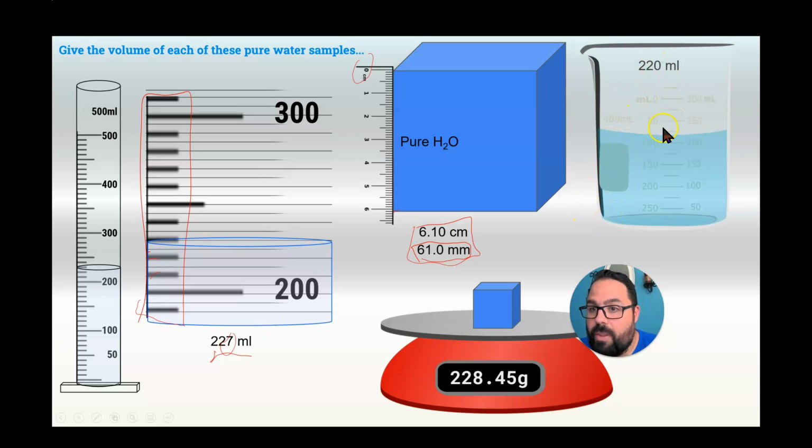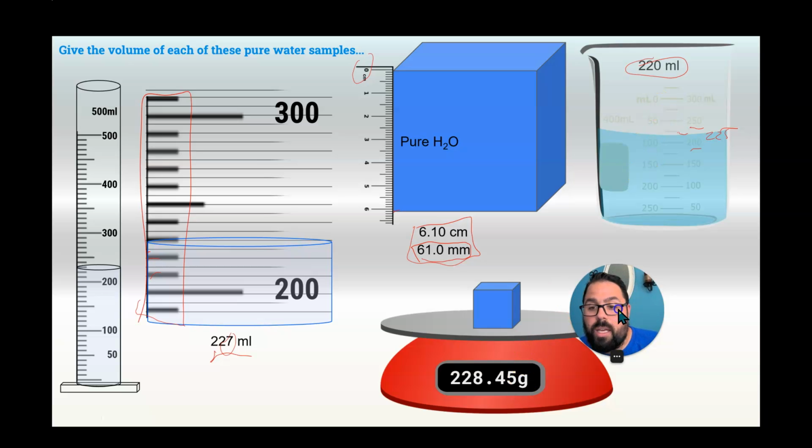And then same thing with the volume of the beaker. Again, you're just going to read it. Since our smallest tick mark here is halfway between 200 and 250, you know halfway between that would be 225, but we're underneath that. So it's going to be less than 225. If I had to eyeball it, I would guess it's about 220 milliliters.